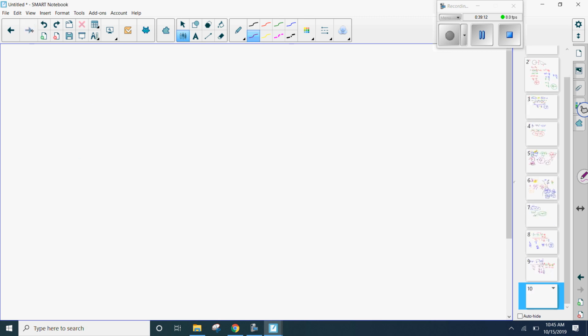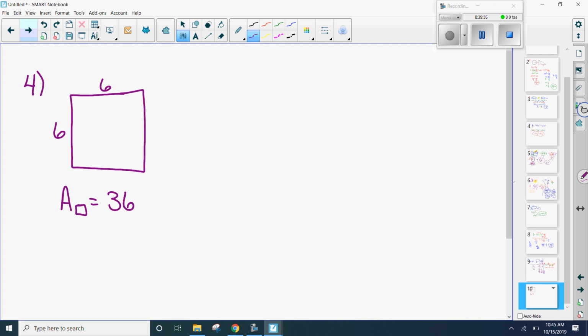Number 4 has several parts to it. The length of each side of the square is 6 centimeters. What is the area of the square? So you know this. They give you a square, and they say the length of each side is 6. What is the area of the square? Area of the square is equal to 36, in square centimeters. There's the first answer.